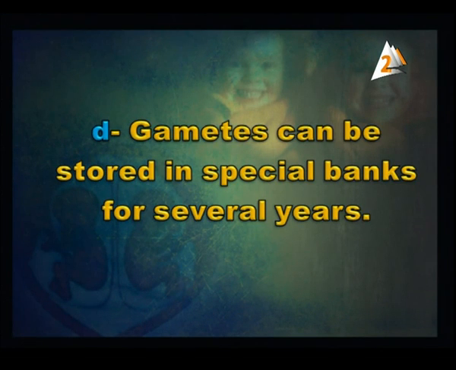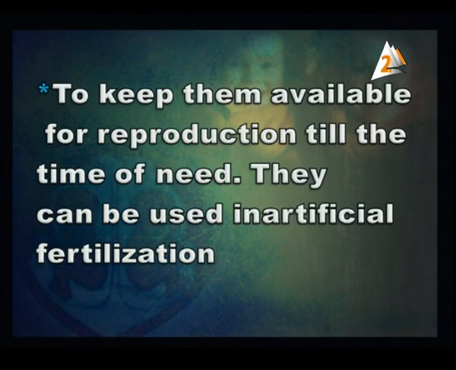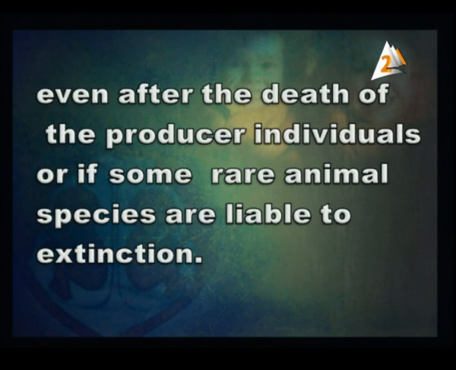Again, explain: gametes can be stored in special banks for several years to keep them available for reproduction till the time of need. They can be used in artificial fertilization even after the death of the producer individuals, or if some rare animal species are liable to extinction.